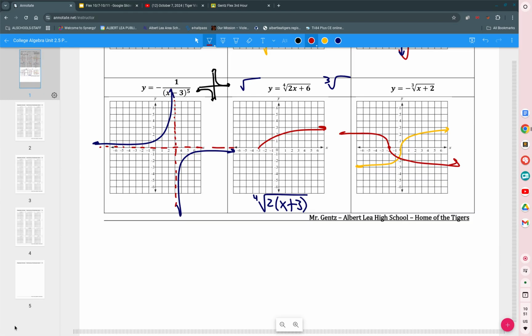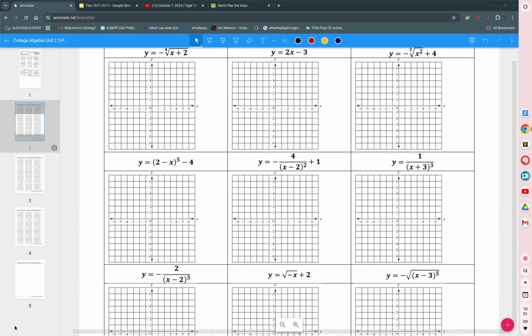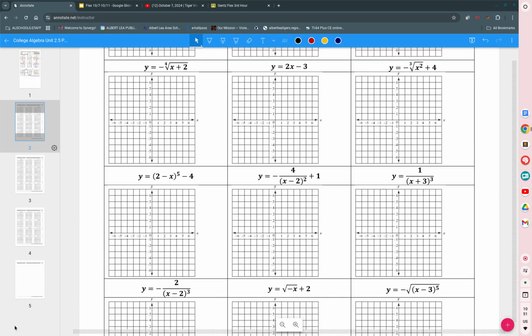All right, we're going to do 2 more together, and then we'll let you guys work. Flip over to the second page here. Oh my goodness. Gracious. That is the most graphs I've seen in my entire life. And what I'd like to do is I'd like to do these two.